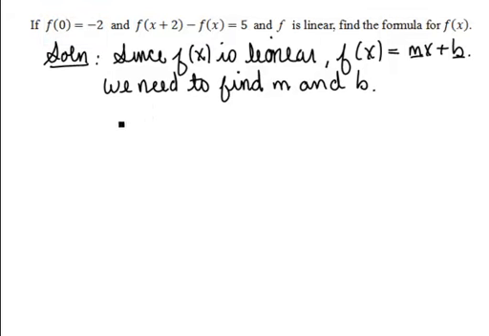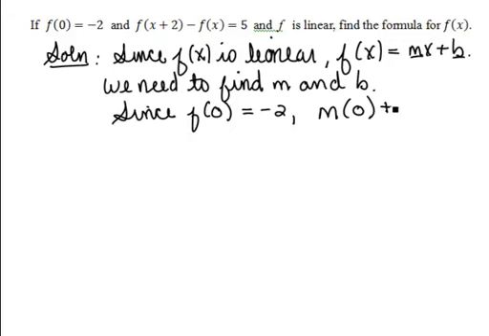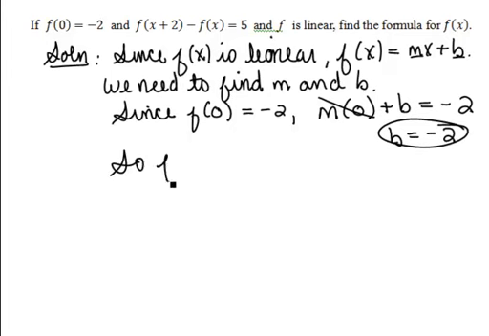So let's start with the fact that f of 0 is equal to negative 2, and let's see what that tells us. So let's plug 0 into this formula for our function. f of 0 is m times 0 plus b, and that's supposed to be equal to negative 2. Well, this is just 0, so that tells us that b is equal to negative 2. So we've got one of our unknowns. So now we know, plugging that in, f of x is equal to mx, and then the b is negative 2. Now we just have to find the m.